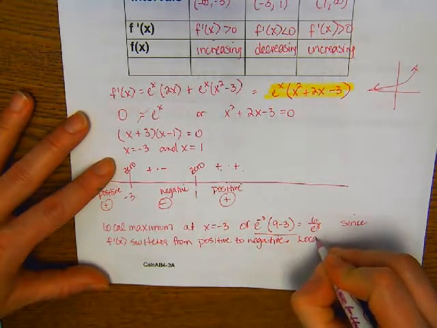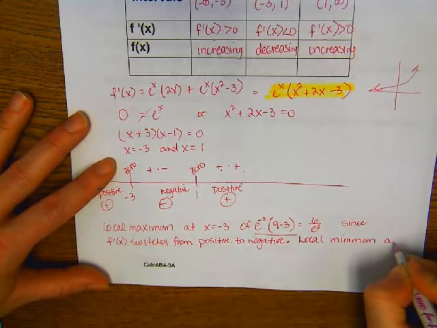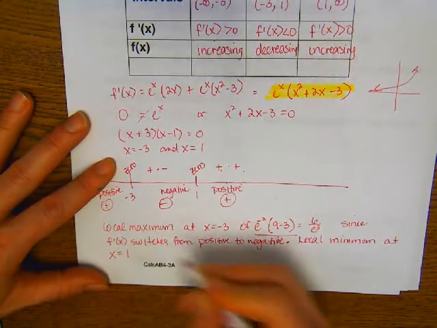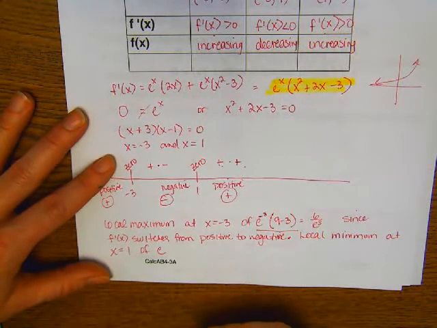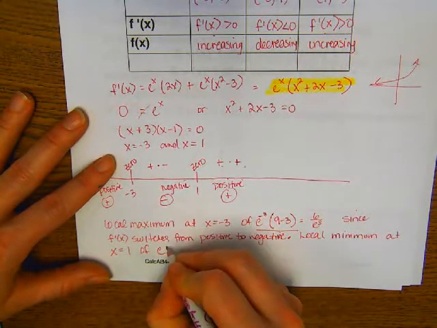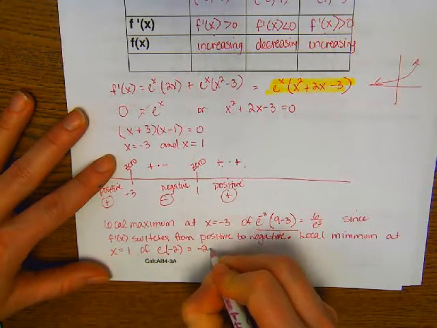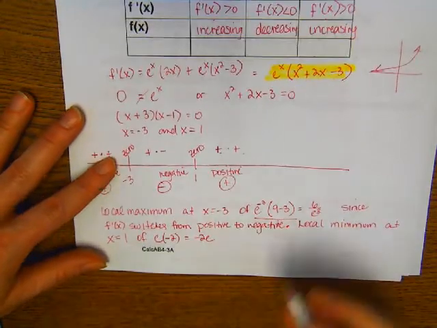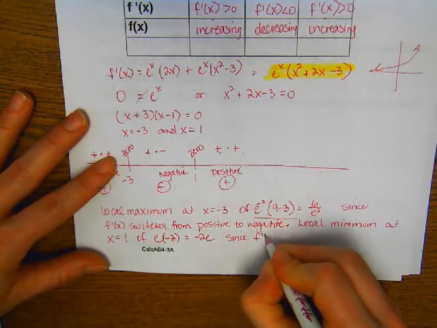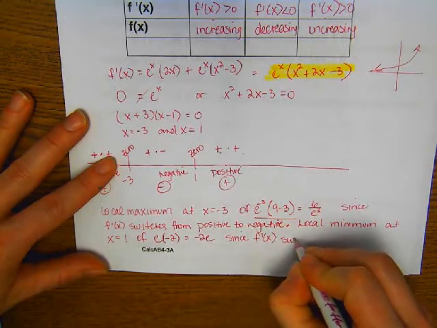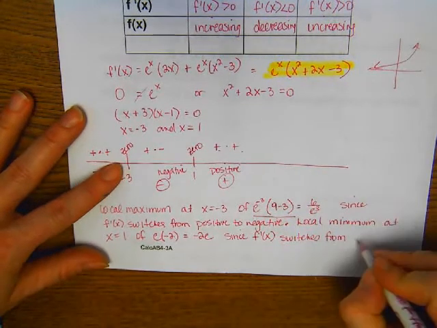Also, the function has a local minimum at x equals 1. If I put 1 into the function, it would be e to the 1st times 1 squared minus 3, which would be -2. And that occurs since the derivative f prime of x switches from negative to positive.